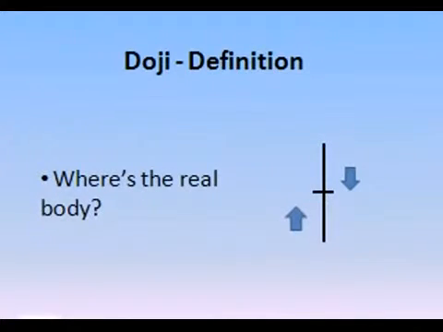Does it need to be exactly equal? Well, no, nothing's exact in trading, but use some common sense. They just need to be really close. The point is that if it looks like a doji, it is a doji.